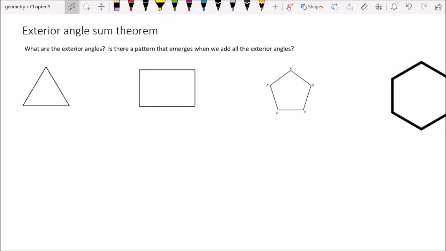I'm back at it again today, and today we're going to be talking about the exterior angle sum theorem. So last time we talked about the interior angles. Now we're going to be talking about the exterior angles. There are two main things we need to understand today. First of all, what is an exterior angle? And then the second thing, is there a pattern that emerges when we add all of the exterior angles up?